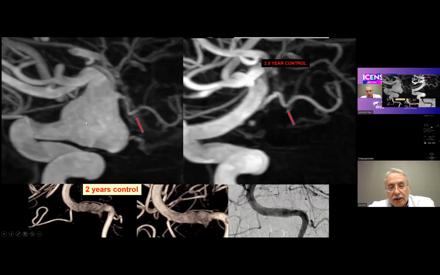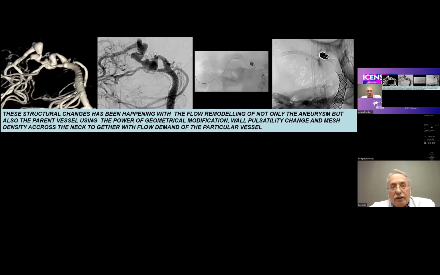Or in such an anterior choroidal aneurysm, with the anterior choroidal artery coming off, look at the origin of the anterior choroidal artery was here. However, 2.5 years later, it is here. So what is this? Basically, the origin of the anterior choroidal artery has changed accordingly with the reverse remodeling of the aneurysm.